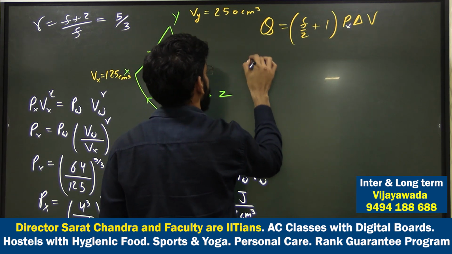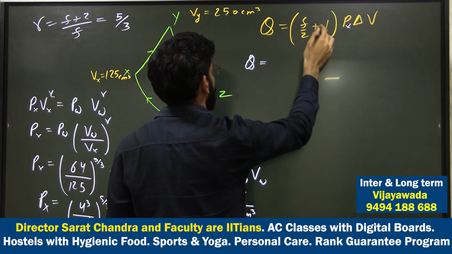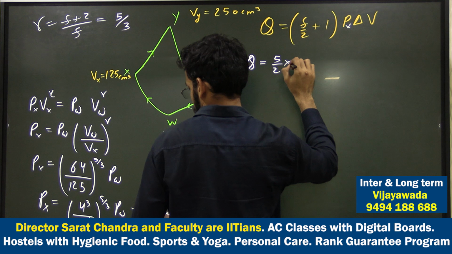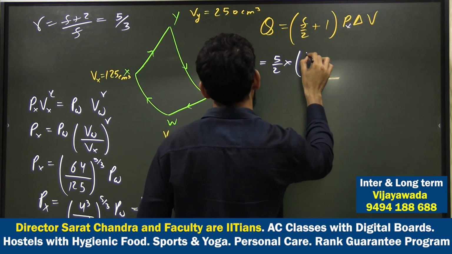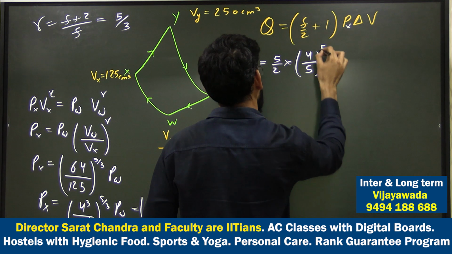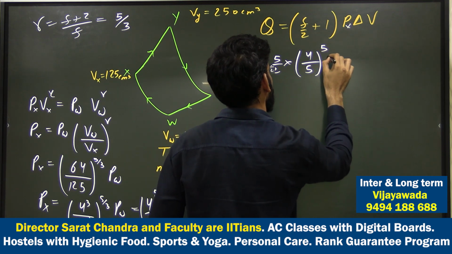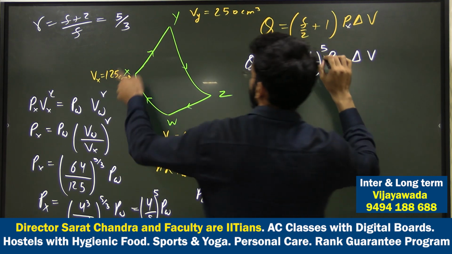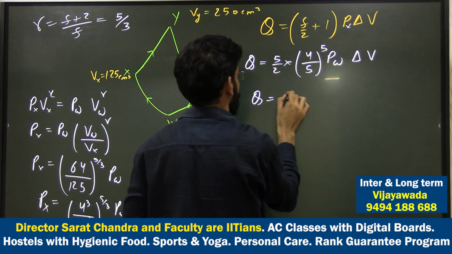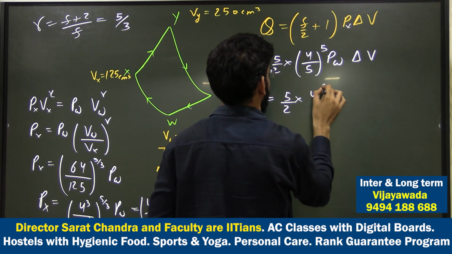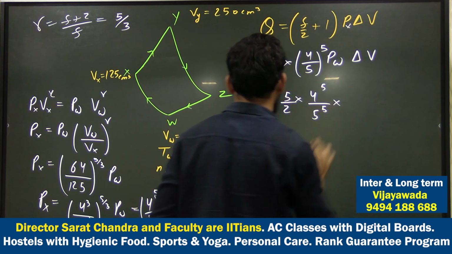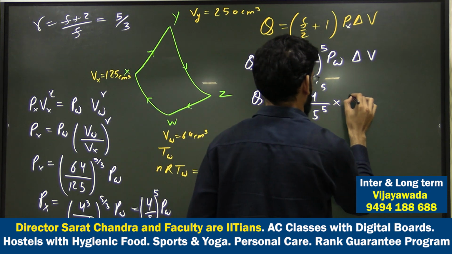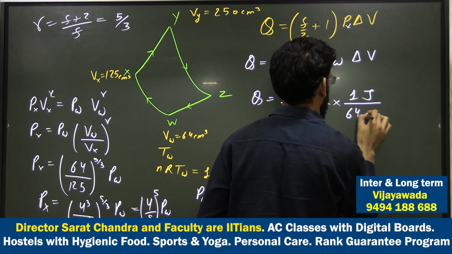So Q, what will you write down? F by 2 plus 1, 3 by 2 plus 1, 5 by 2 into Px. Px value is how much? Here if you solve, this came 4 by 5 to the power 5 into Pw, into delta V, delta V is this. So Q is 5 by 2 into 4 to the power 5 divided by 5 to the power 5 into Pw. Pw you put 1 joule by 64 centimeter cube.